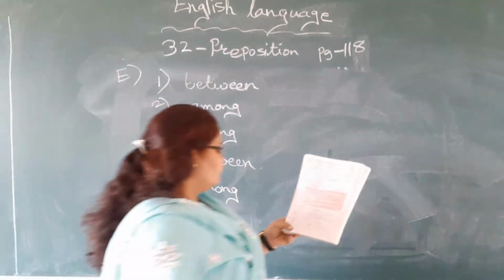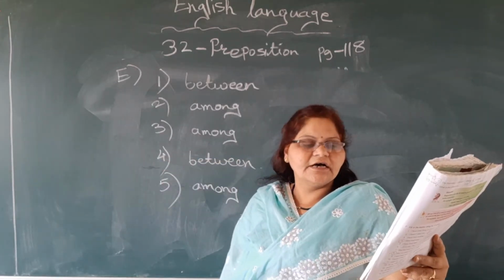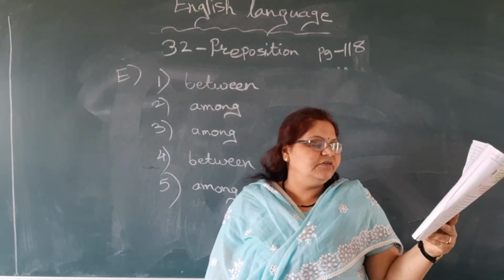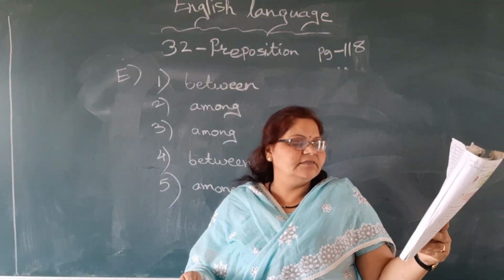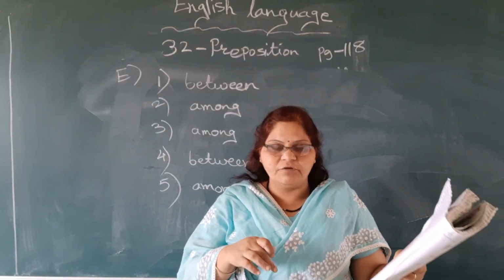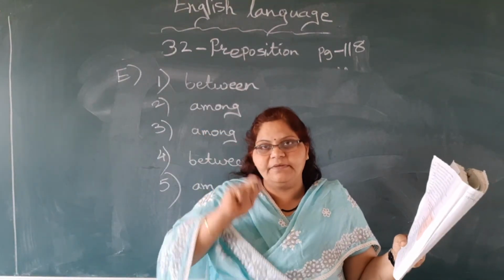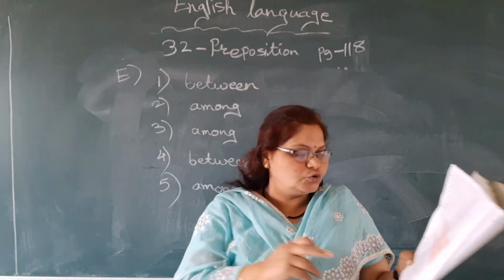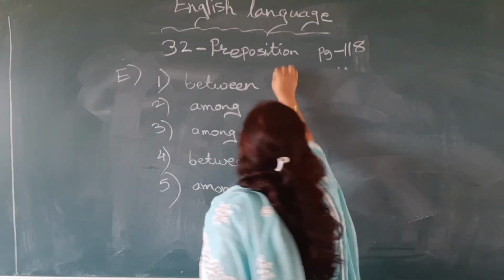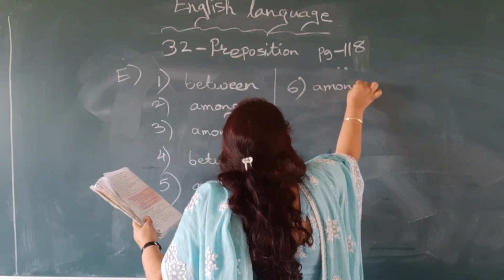Number 6. Fiona shared the cake dash herself, Annie, Meg and Hazel. So what are the names given here? Herself, Annie. Herself means she is sharing, she is going to take from that piece too. Herself, Annie, Meg, and Hazel. 4 people are mentioned. They are more than 2. So what is the preposition you can think? Yes, it is among. Number 6. So what will be the answer?